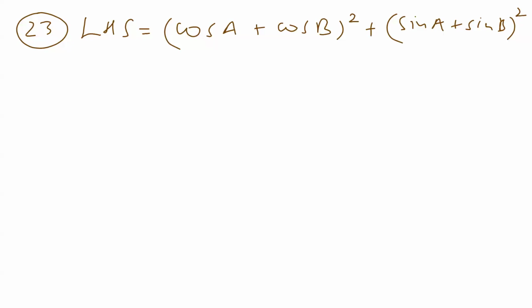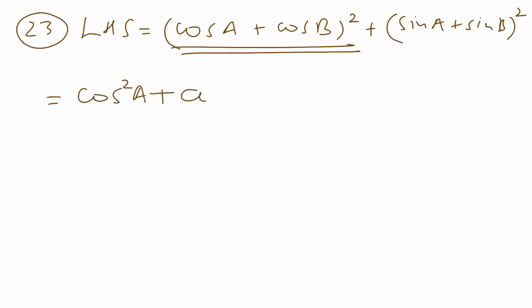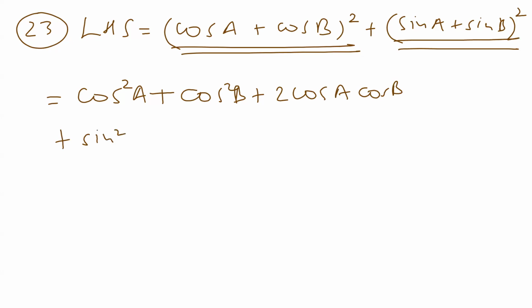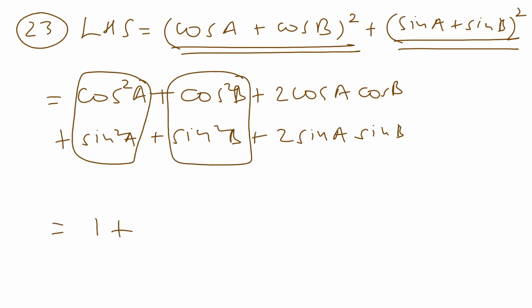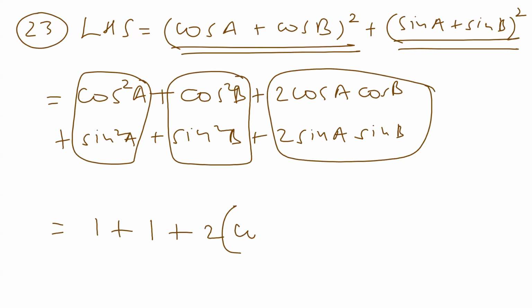Fine. So first bracket, just open it: cos square A plus cos square B plus 2 cos A cos B. Open the second bracket: sin square A plus sin square B plus 2 sin A sin B. So cos square A plus sin square A is 1. Cos square B plus sin square B is 1. Now from these two terms, take 2 common. So it will be cos A cos B plus sin A sin B.